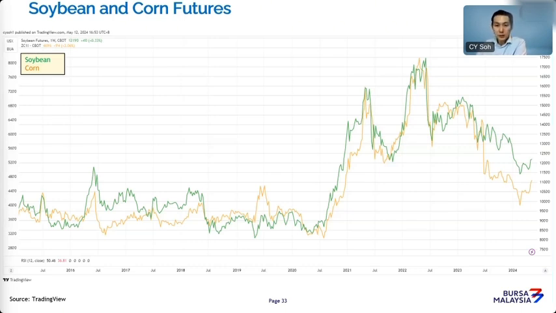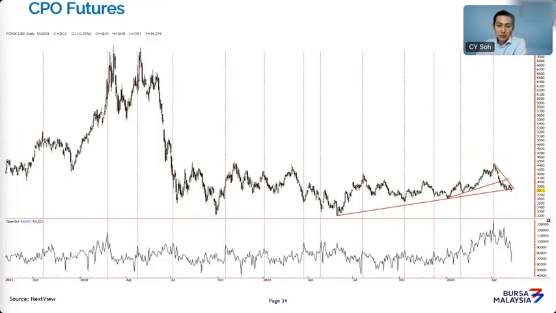So in the near future, as soybean acreage increases, your soybean production would increase. This supports that soybean oil would likely increase as well. Here we have already seen soybean oil futures. Now, how about back to our CPO futures here?